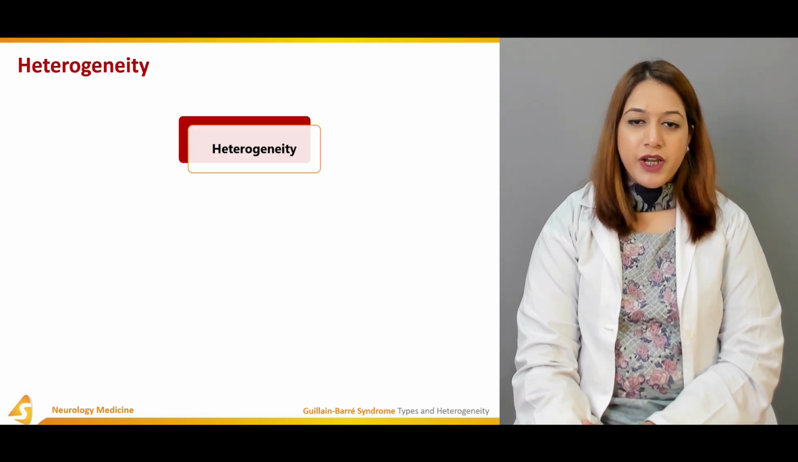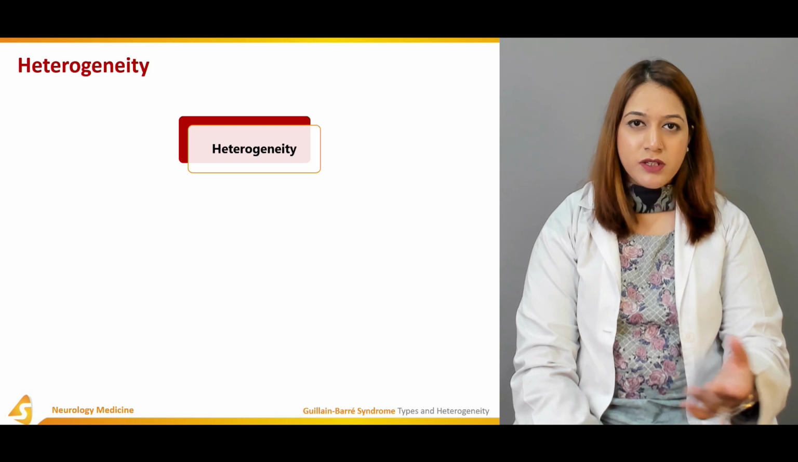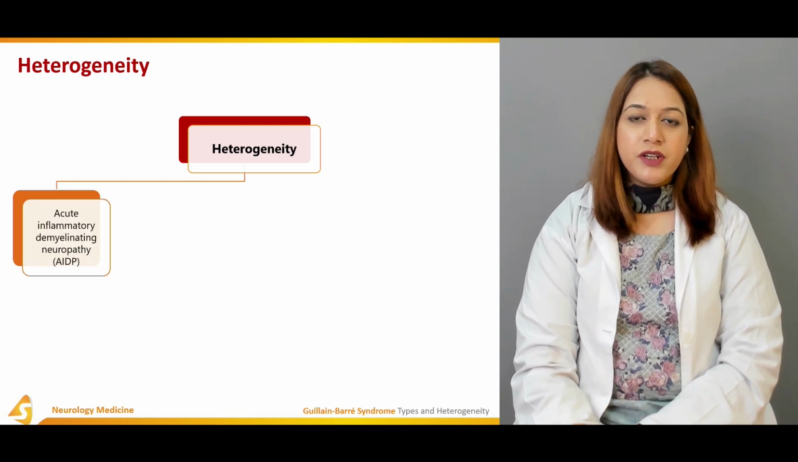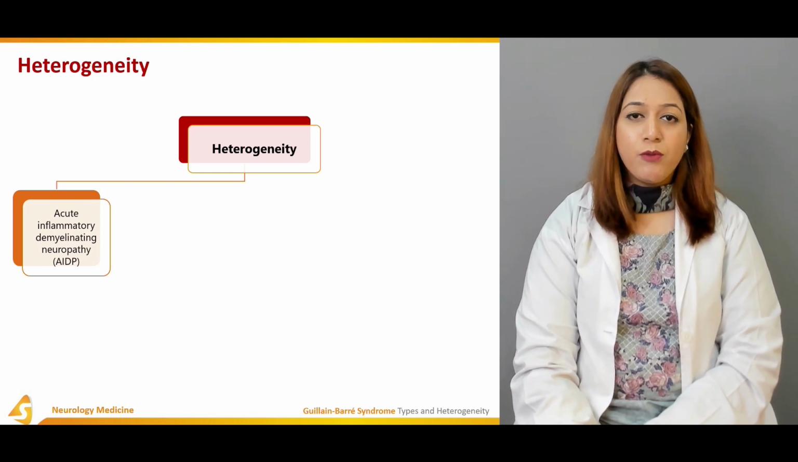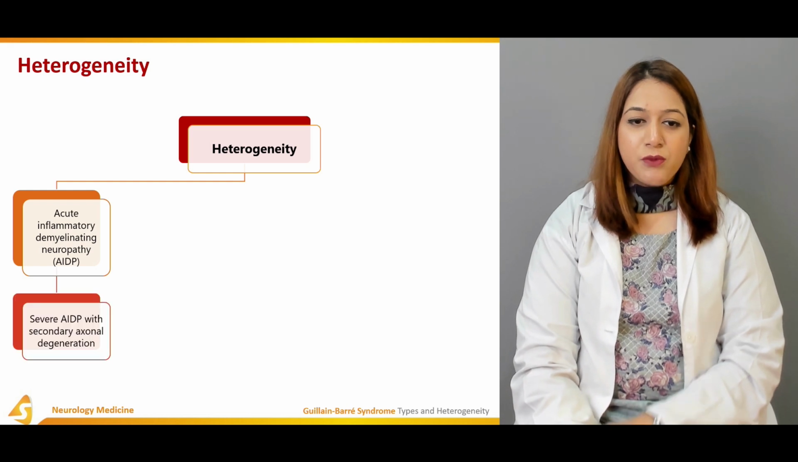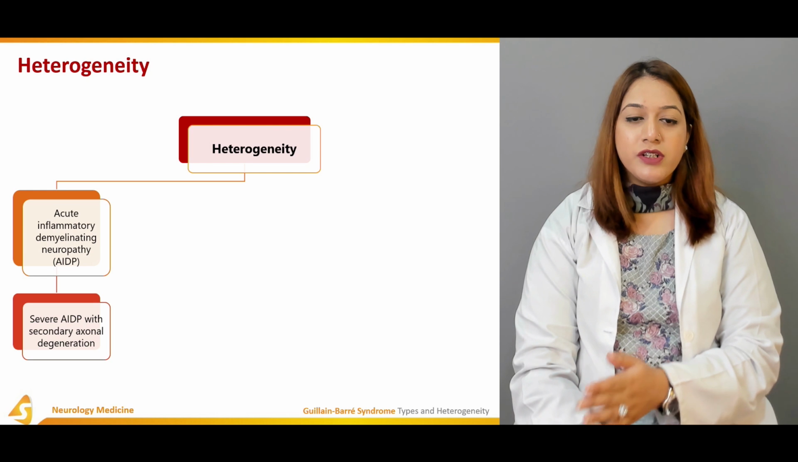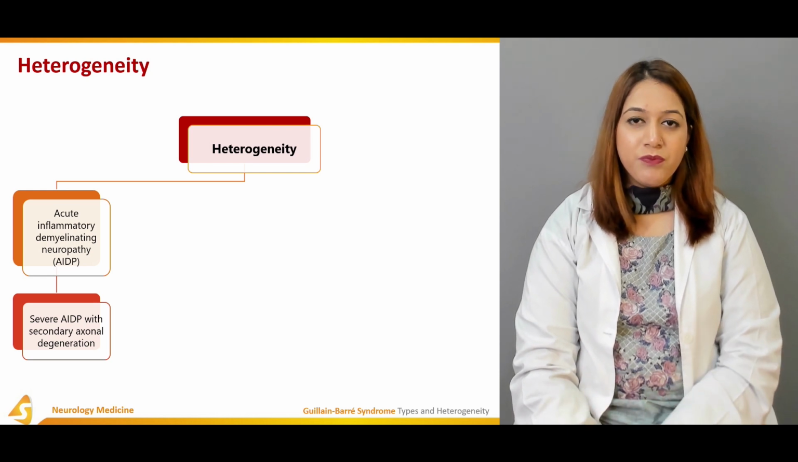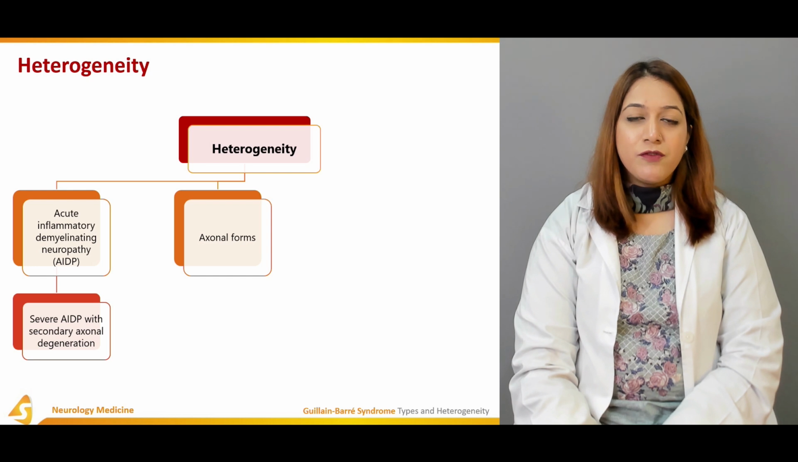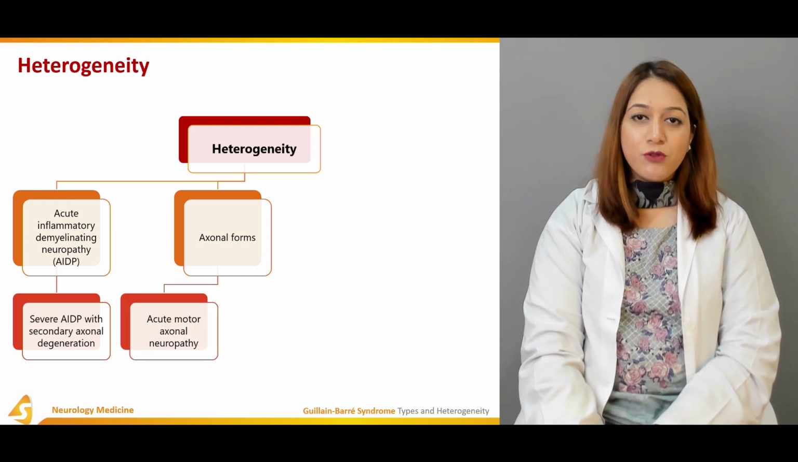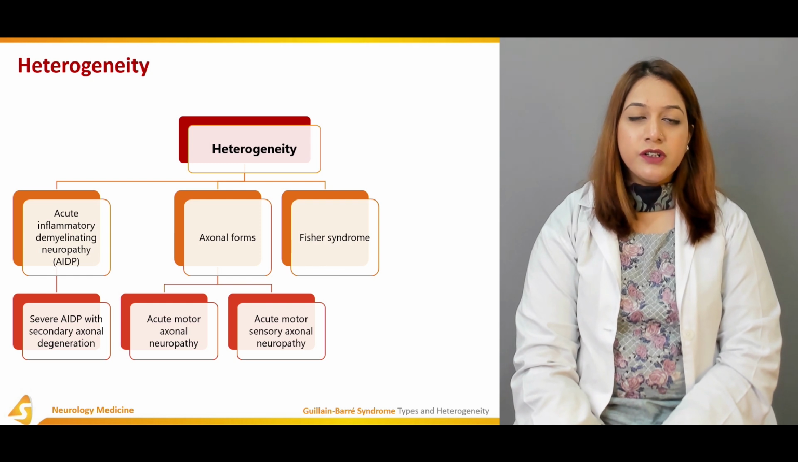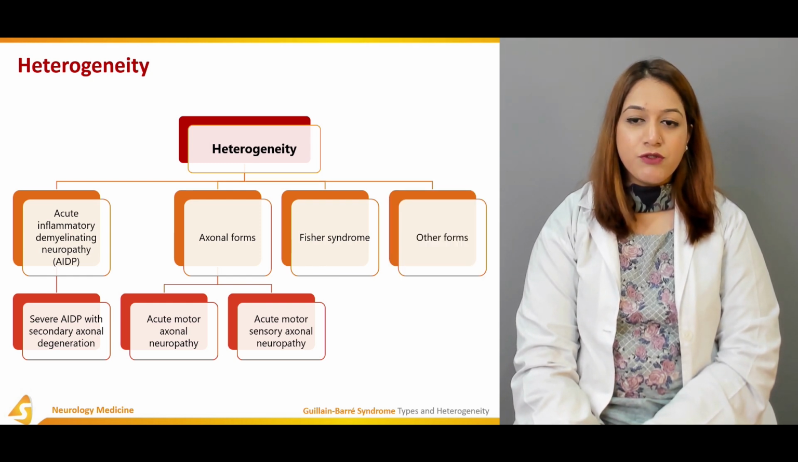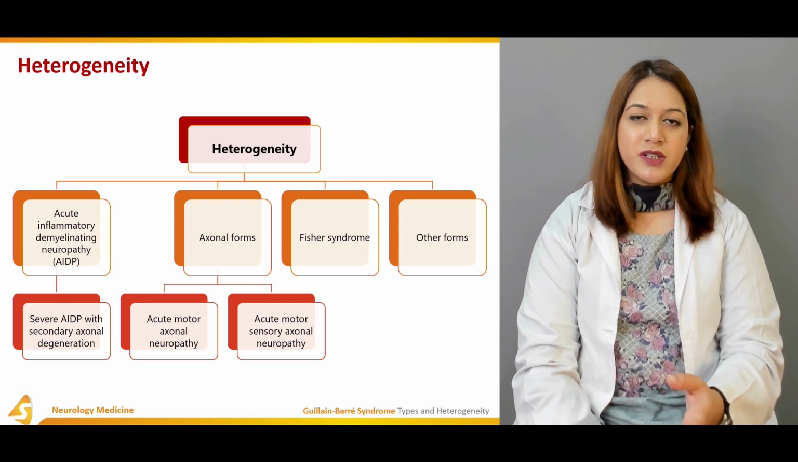If we talk about the heterogeneity, as we have already discussed in the last slide, we have divided it into 4 subtypes. The first one is acute inflammatory demyelinating polyneuropathy, AIDP. Severe AIDP with secondary axonal degeneration occurs in case of GB syndrome. Then we have 2 axonal forms. Number 1 is the acute motor axonal neuropathy, and the other one is the acute motor sensory axonal neuropathy. Then there are certain rare syndromes, including the Miller-Fisher syndrome, and there are certain other forms which we will discuss in the subsequent slides.